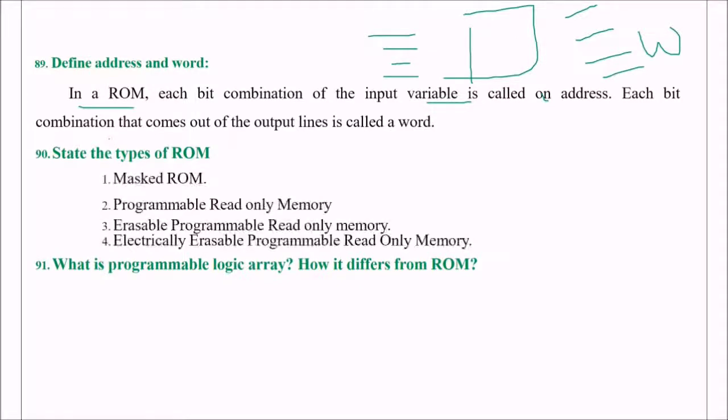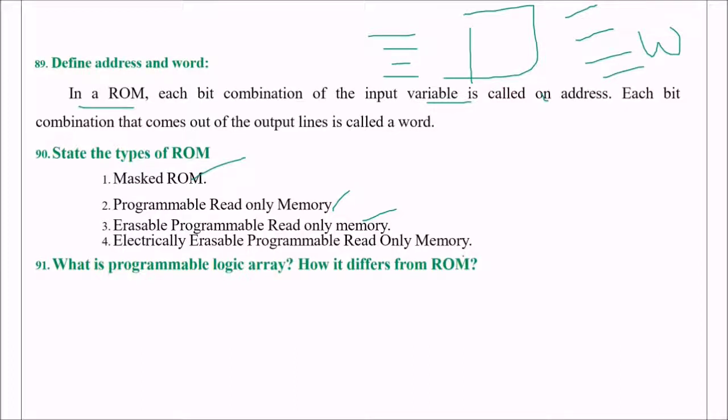State the types of ROM. Masked ROM, PROM, that is programmable read-only memory, EPROM, that is erasable programmable read-only memory, then EEPROM, that is electrically erasable programmable read-only memory.